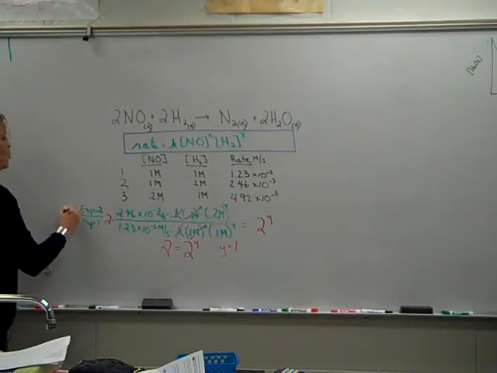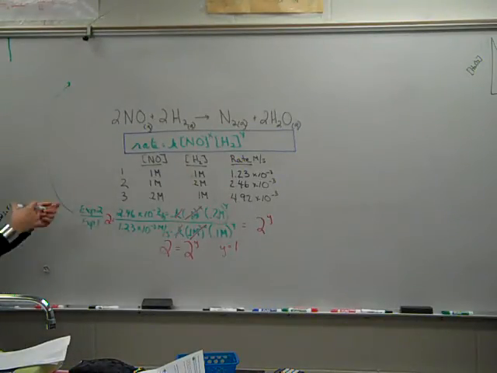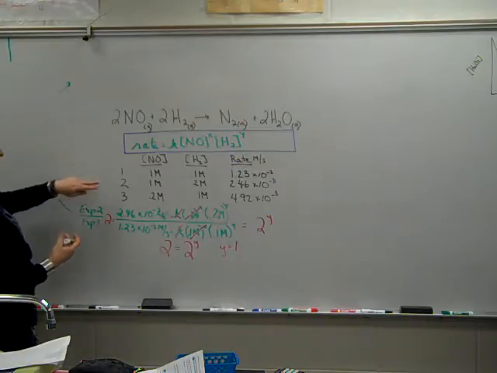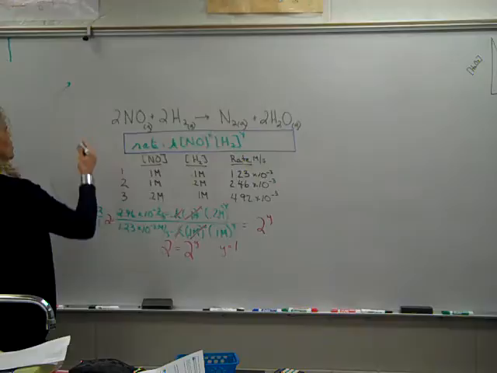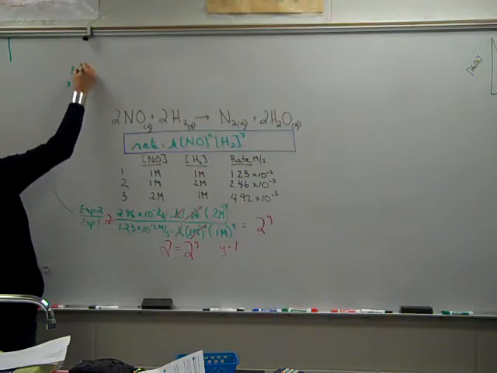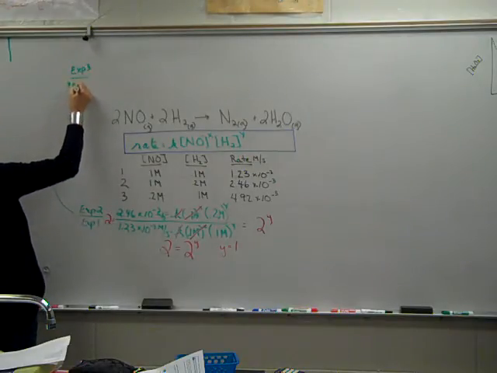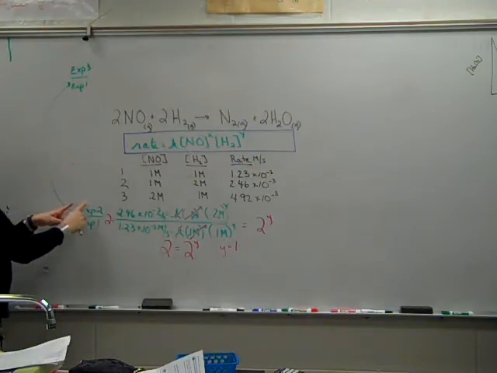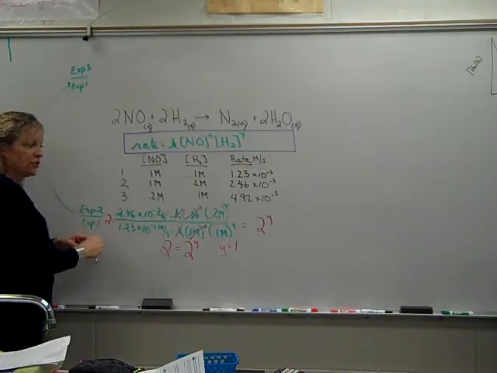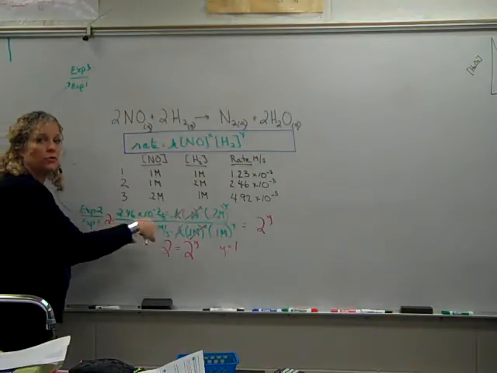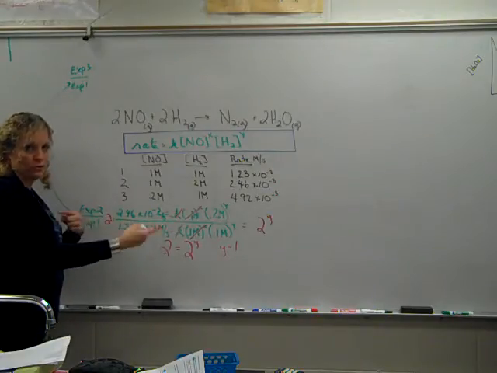Okay, now we need to look at the pattern using two different experiments. I noticed that between 1 and 3 there's a change here and not here. So I'm going to compare experiments 3 to experiments 1. Just so you know, I kind of rig it to where the higher numbers are on top, because it's easier for me to say 2 equals 2 to the y rather than 1/2 equals 1/2 to the y.